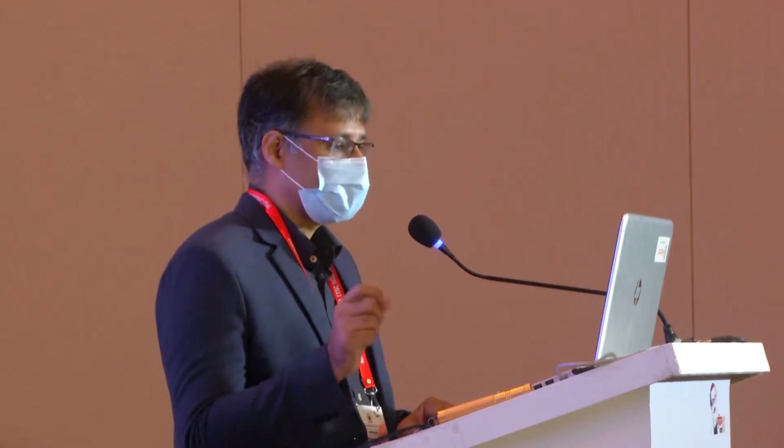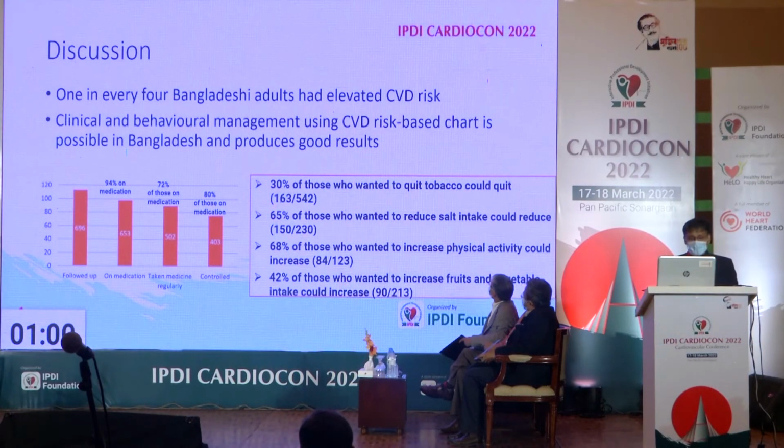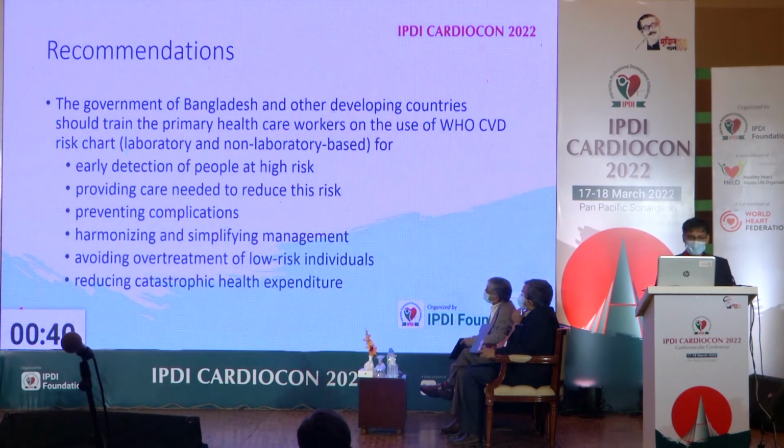We need clinical and behavioral management simultaneously, and use of the CVD risk chart can be helpful in this regard. We recently conducted a proof of concept study on whether this can be helpful, and we found that in the short run, the CVD risk chart can help people to change their behavior, like quitting smoking and improving diet, and it can also help people adhere to medication. Also, 80% of those people who are on medication had control of their blood pressure. So it is helpful.